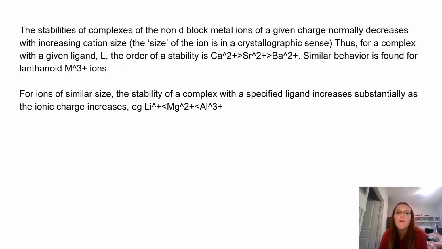The stabilities of complexes of the non-d block metal ions of a given charge normally decrease with increasing cation size. The size of the ion is in a crystallographic sense. Thus, for a complex with a given ligand L, the order of stability is calcium 2+, strontium 2+, barium 2+. Similar behavior is found for lanthanide M3+ ions. For ions of similar size, the stability of a complex with a specified ligand increases substantially as the ionic charge increases, e.g., Li+ less than Mg2+ less than aluminum 3+.